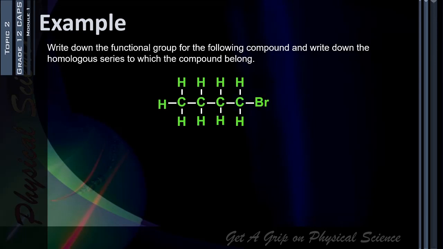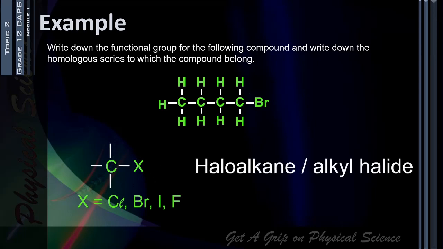When you study this molecule, it is the halogen that immediately catches your attention. So the functional group here will be the halogen, which can be any one of these halogens attached or bonded to a carbon. And we call this homologous series the haloalkanes or the alkyl halides.